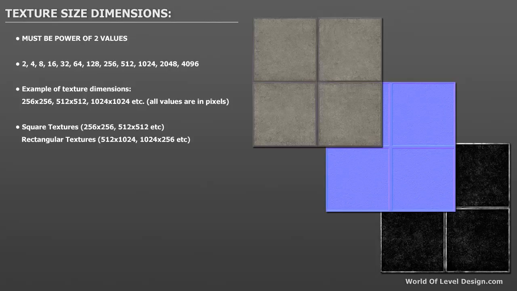Now you can have a square texture using the power of 2 values. This would be 128 by 128, 512 by 512, or you can have a rectangular texture, such as 512 by 1024, or any of the variations in between. As long as you keep these values to the power of 2, you can use rectangular textures. Now if you're developing for a mobile device, you should keep these textures as a square.